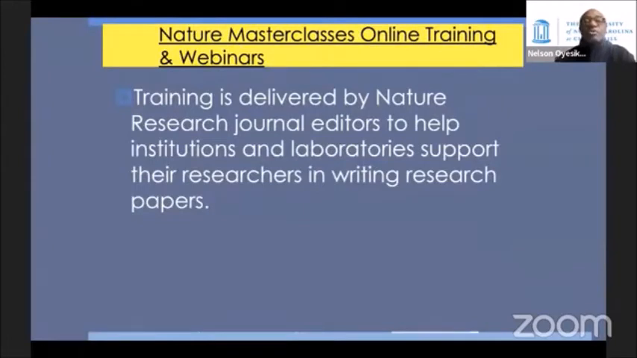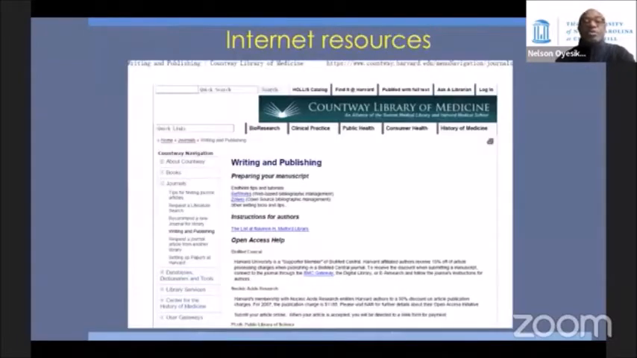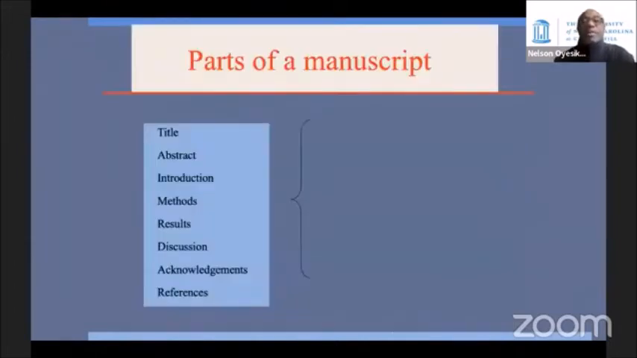There are also other journals. Nature, for example, the Nature Publishing Group has a wonderful series of webinars online, so that you can use that as a source of information on how to prepare a research paper. Here's another source that's also available on writing and publishing, gives you all kinds of tips and tricks for manuscript preparation.